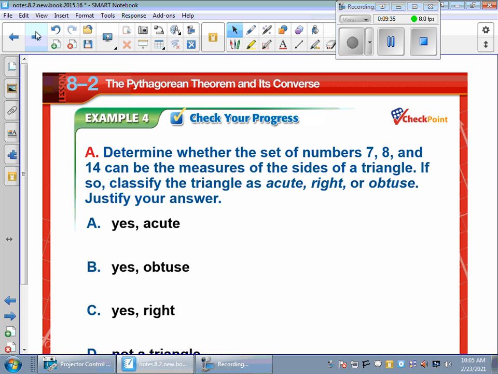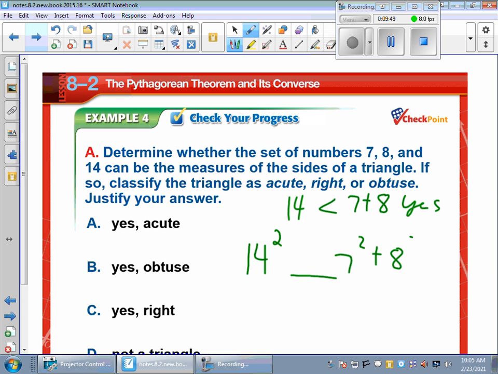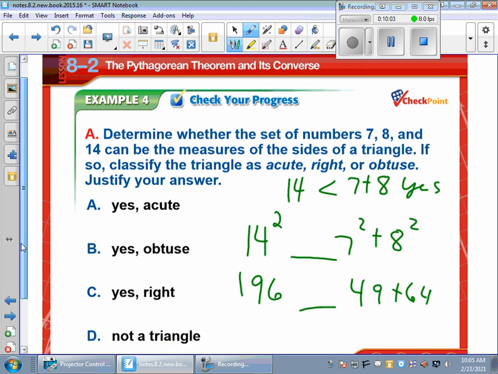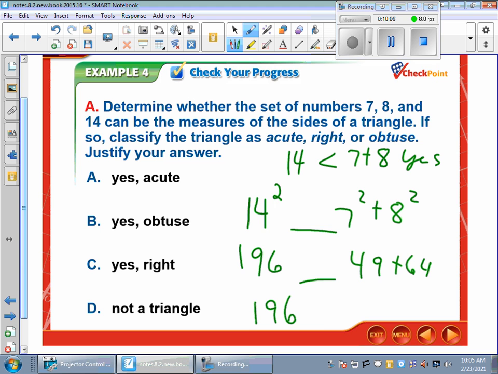So again, let's take a look at this one here. Take our 3 sides. 14 has to be less than 7 plus 8. Is that true? Yes, it is. So what is 14 squared in relation to 7 squared plus 8 squared? Okay. We have 14 squared is 196. 7 squared is 49. 8 squared is 64. Add those two up, you get 113. So 196 is greater than 113. So therefore, this is obtuse.